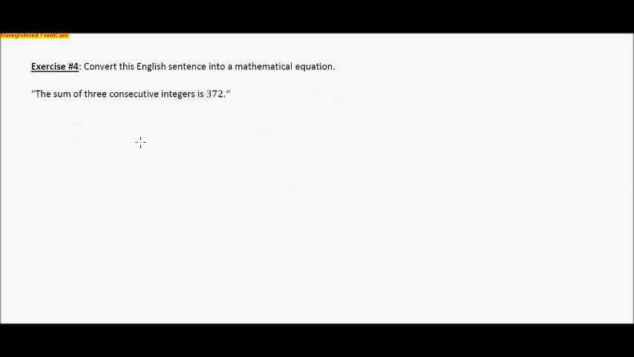So here's number 4, and this one's a little different. They say the sum, so I know I'm going to be adding, of 3 consecutive integers. Well, let's take a minute and talk about what consecutive integers means. Consecutive integers is just simply integers that come right after each other, like 0, 1, 2, 3, 4. Those are consecutive integers. Consecutive means one after the other. So 1, 2, 3, 4. That's consecutive. So what they want is 3 consecutive integers.